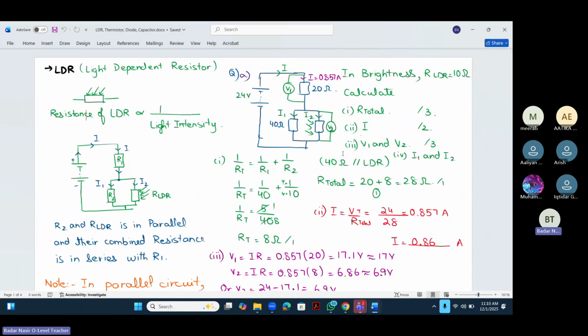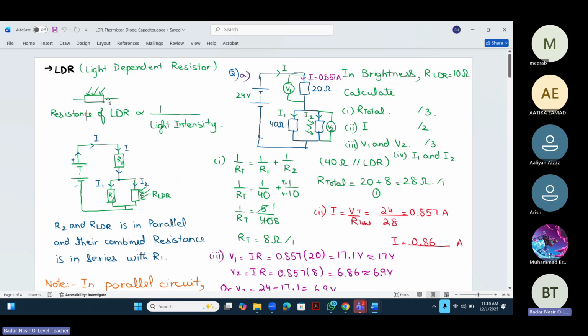Last time, beta, we just started with the LDR, thermistor, diode, capacitor. ठीक है? Let's just quickly go through what is an LDR. LDR is a light dependent resistor. One mark for K, you should know the symbol of an LDR.